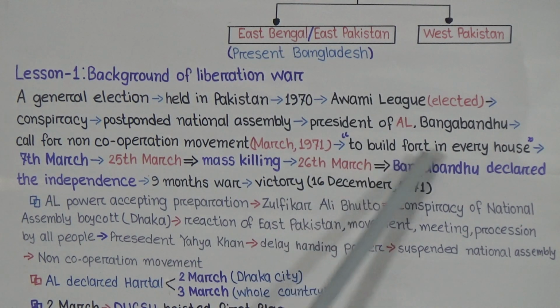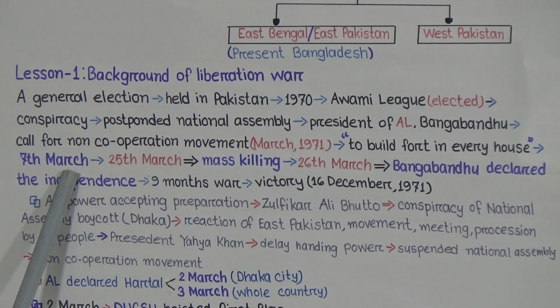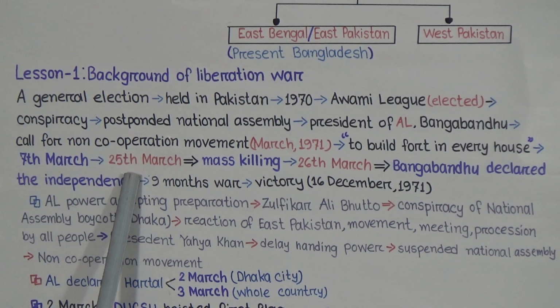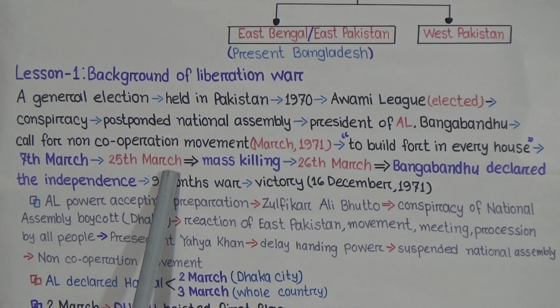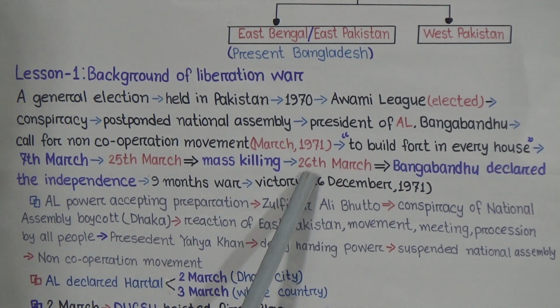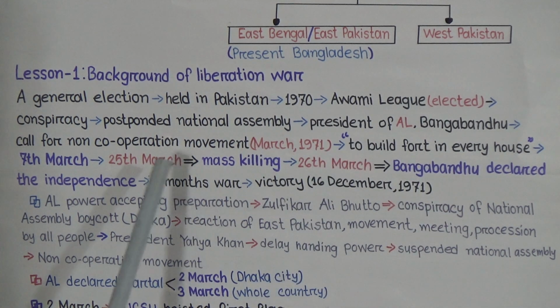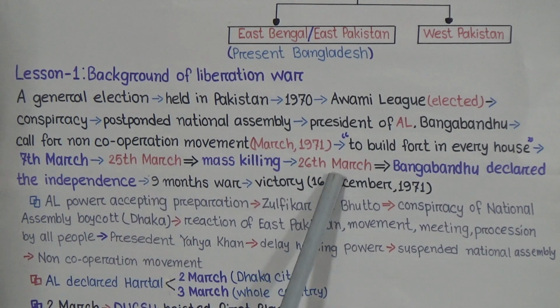He said to build a fort in every house in his 7th March speech. And on 25th March, we find the Black Night when the Pakistan army brutally killed innocent people. They were Bengalis. And on 26th March, Bangabandhu declared independence. Students, look, 25th March and 26th March. These dates are very important for your MCQ, multiple choice questions.